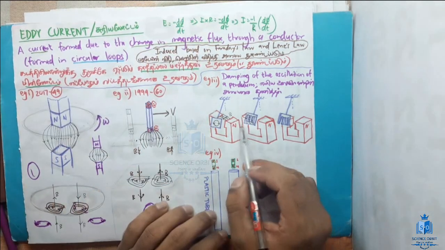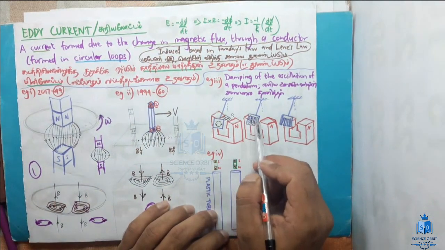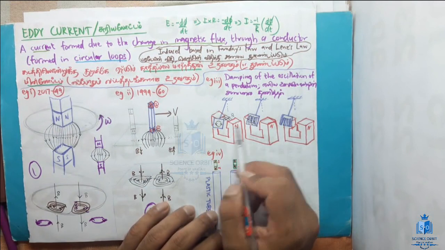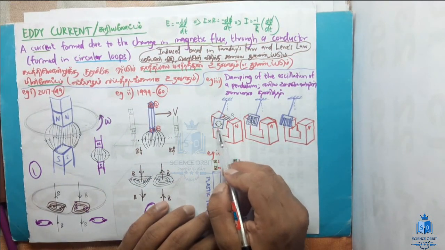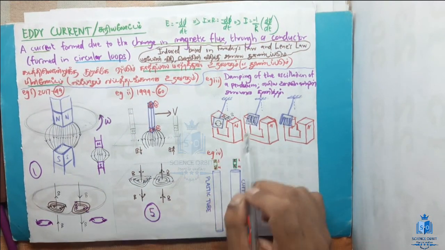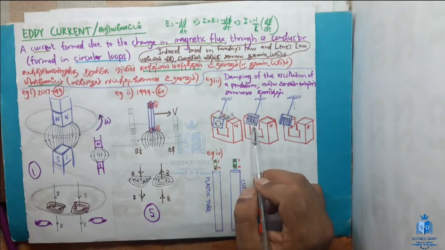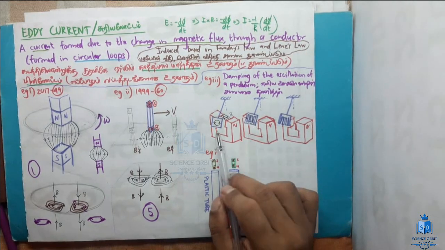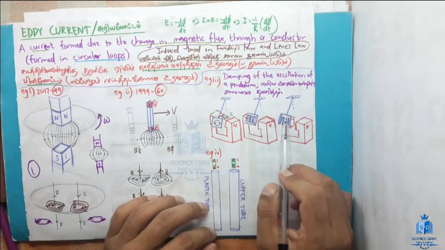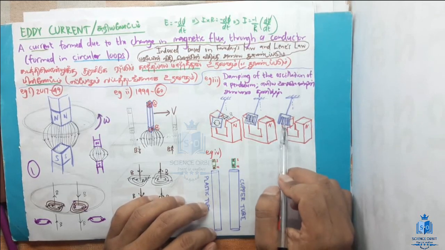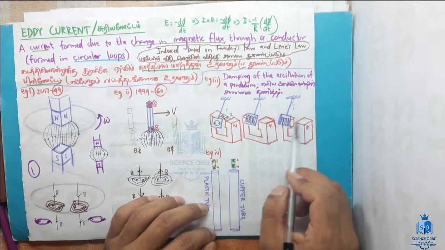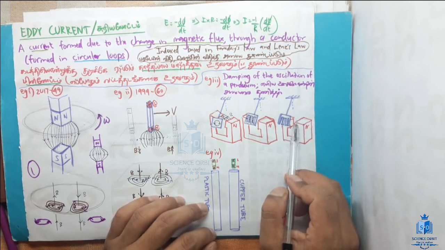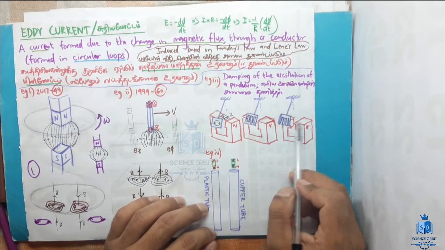Why? Their eddy currents are formed, but not as strong as this one, because here a complete circle, a large eddy current, can be formed, but here only small eddy currents will be formed. So it will stop, but not as quickly as this. Here, what's going to happen? Eddy current cannot be formed. So it will keep on swinging, and slowly, because of air resistance, it will eventually come to rest. That's another case, but it will not stop immediately.